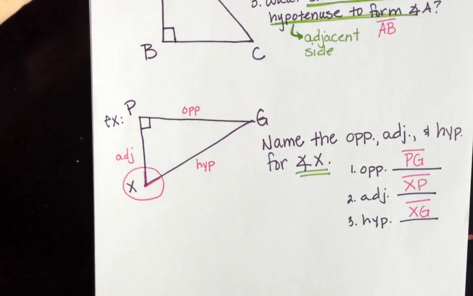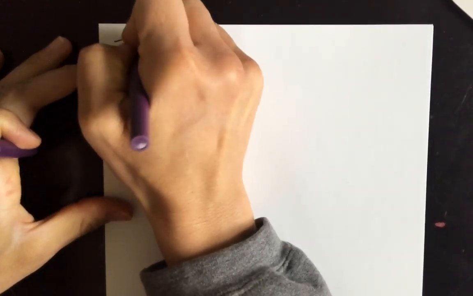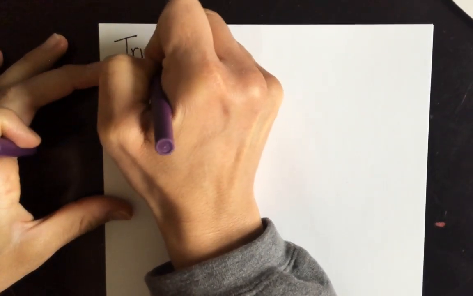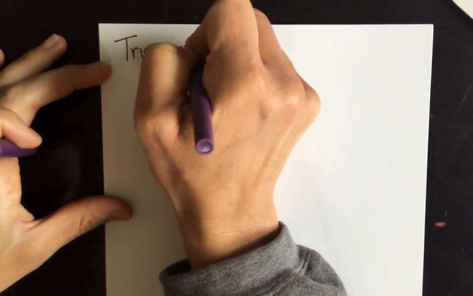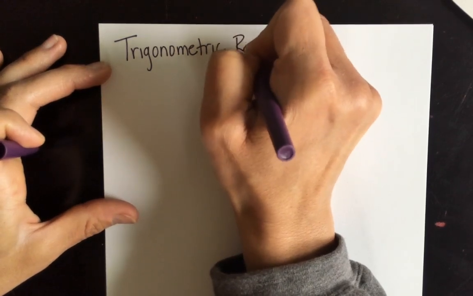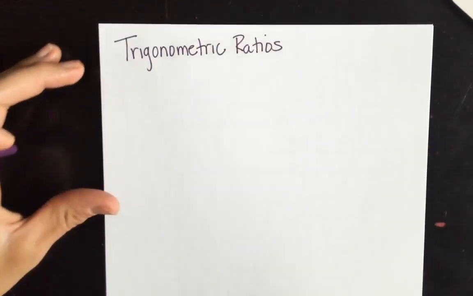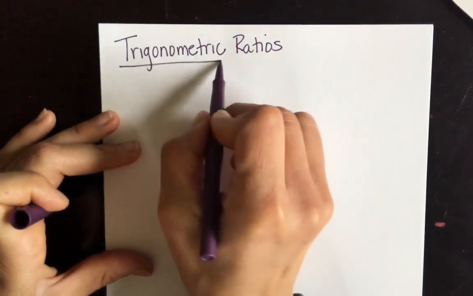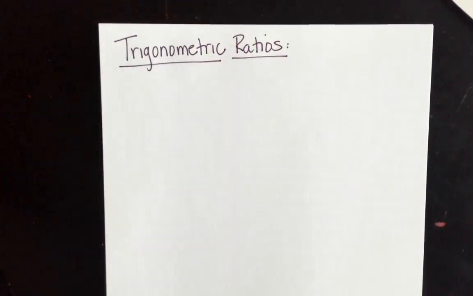So now let's talk about where the trig part comes in. All right. So when we're doing this, the idea behind our trig functions, and it is trigonometric ratios that we're going to work with first. And let's break this down by what the words mean.